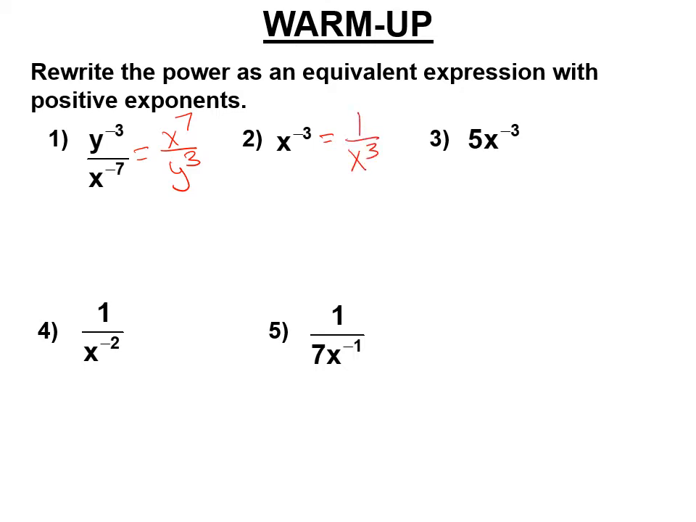It works that way. Now the trickier one is this one. That coefficient is in the numerator and it stays. So that's 5 over x cubed. And this would flip up to the top and become x squared. So 1 over x to the negative second is positive x squared. Same thing here. The 7 stays down there, and the x to the negative first goes up there and becomes x to the first. That's x over 7.